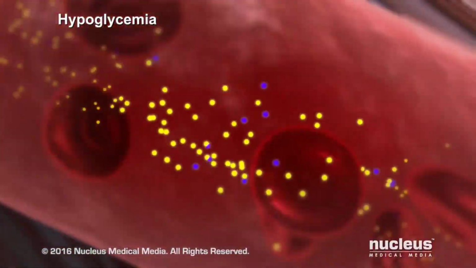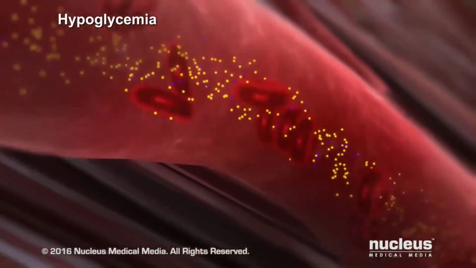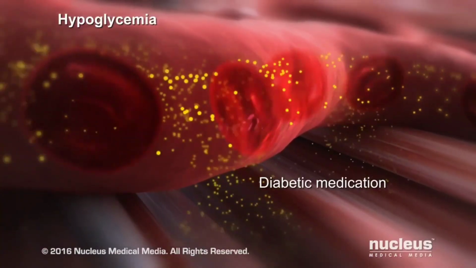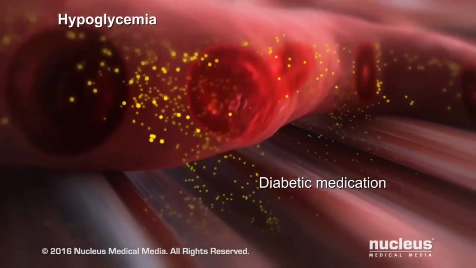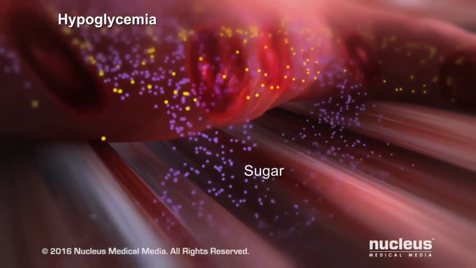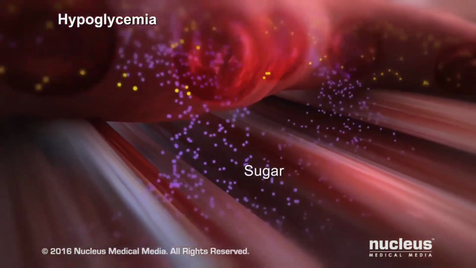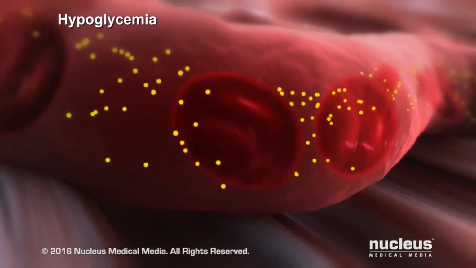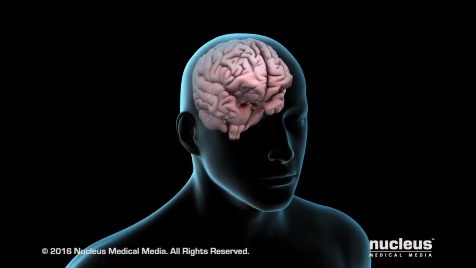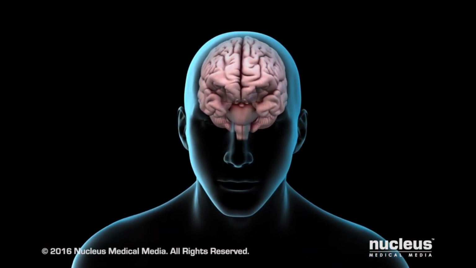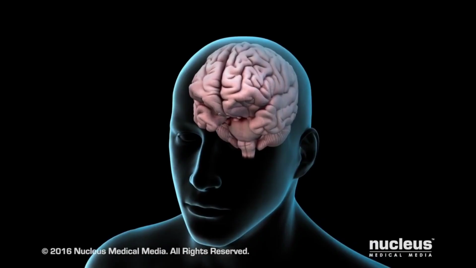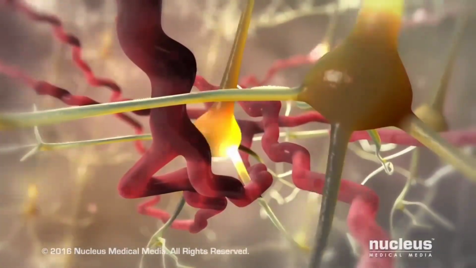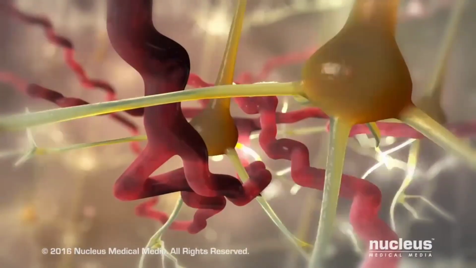If your blood sugar level drops too low, you may experience a serious complication of diabetes called hypoglycemia. A common way this can happen is by taking too much diabetic medication or not eating. Too much insulin or oral diabetic medication can cause too much sugar to go into your cells. Then your blood sugar level drops down too low. Certain organs, such as the brain, need a constant energy supply to work properly. Because the brain's main source of energy is sugar, it's the first organ affected by lower sugar levels.